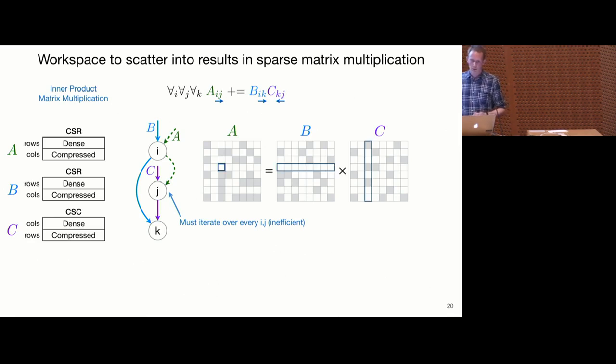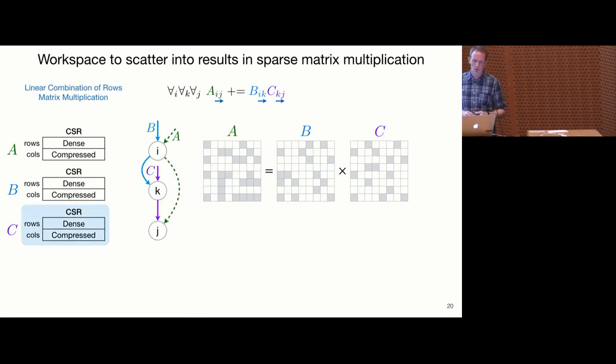These are the matrices to multiply, to compute that component of the result. You have to multiply one of the rows of B with a column of C. In this case, you end up with a zero, so you've done wasted work. So this is not a good algorithm. The way to fix it is to reverse those loops and turn it into a linear combination of rows algorithm. So now you do IKJ instead of IJK.